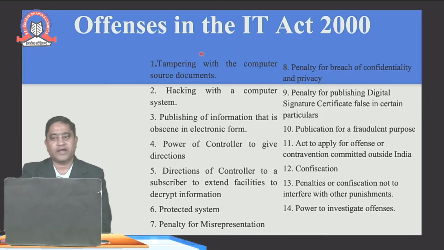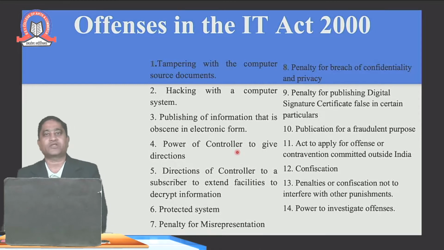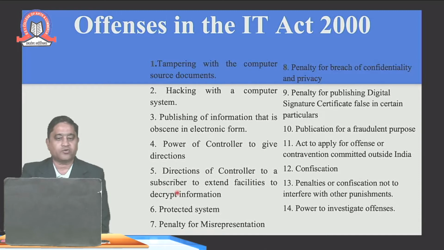Coming to the offences under the IT Act 2000: tampering with computer source documents, hacking of the computer system, and publishing information that is offensive in electronic form, which is not acceptable to society at large, would be called an offence in electronic form. The power of the Controller to give directions, and the power of the Certifying Authority to give rules related to issuing certificates, whether related to digital signatures or any other certificate issued under shrink wrap or click wrap agreements, are covered. The directions of the Controller to a subscriber to extend facilities to decrypt information whenever required, and protected systems, are also offences under the IT Act.